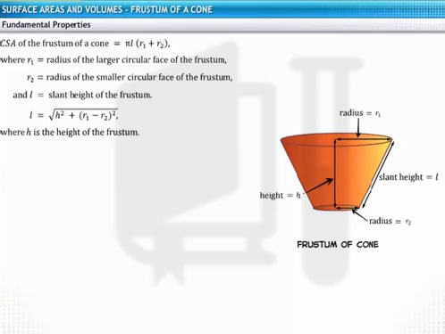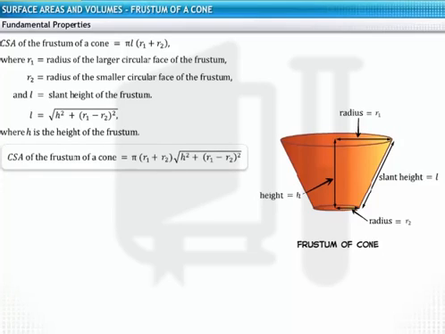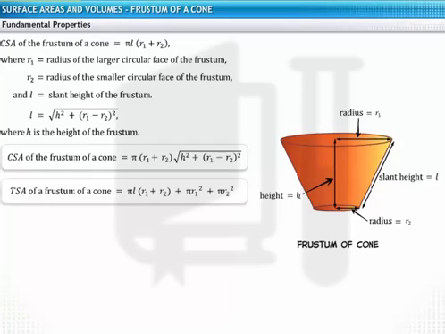Using the expression for L, the CSA of the frustum can also be expressed as pi times (R1 plus R2) into under root h square plus (R1 minus R2) the whole square. The formula for total surface area TSA for the frustum of a cone is pi times L times (R1 plus R2) plus pi R1 square plus pi R2 square. As before, the slant height L equals under root h square plus (R1 minus R2) the whole square.